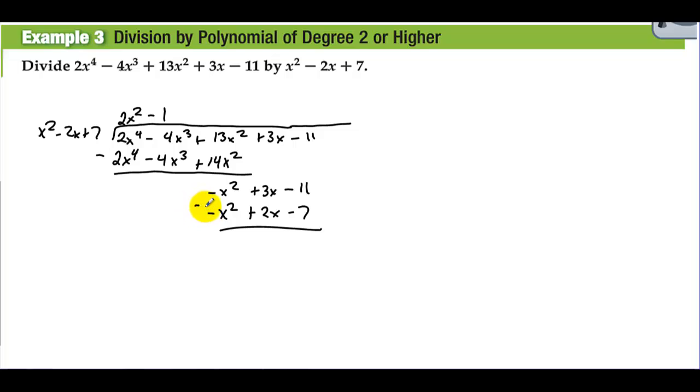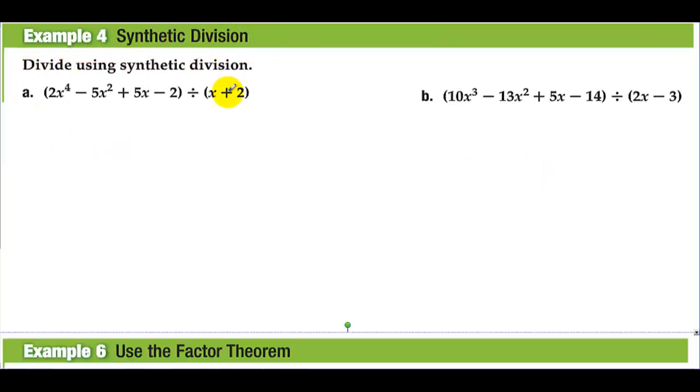And now in long division, we always subtract. So 3 minus 2 is x. Negative 11 minus negative 7, or plus 7, is going to be minus 4. So the answer is 2x squared minus 1, and then plus x minus 4 over x squared minus 2x plus 7.